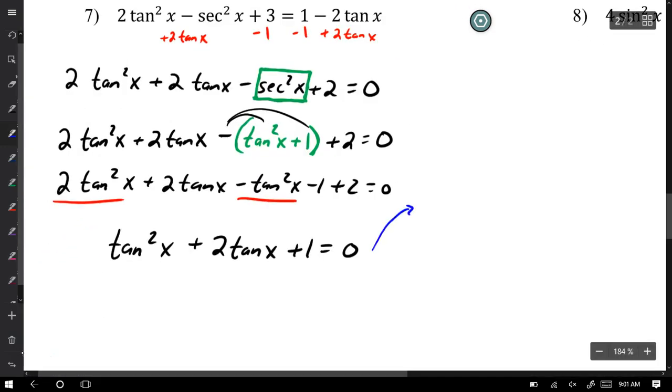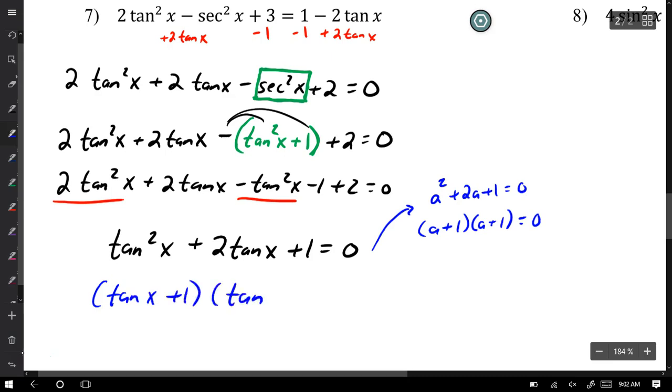Again, what if I don't know how to factor this? I'll think of a squared plus 2a plus 1 equals 0, because that's a lot easier. What multiplies to 1 and adds to 2? Well, 1 and 1. Perfect. I now see the structure for factoring. So I have tangent of x plus 1 times tangent of x plus 1 equals 0.